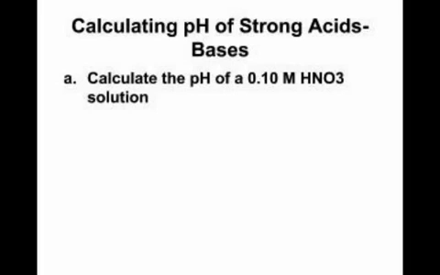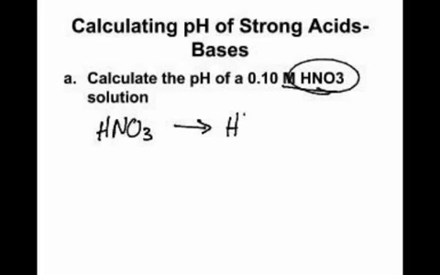So what we're trying to do is find what is the pH when you have nitric acid solution. Now, what do you know about nitric acid? It's a strong acid. So if I had a strong acid, that's like HNO3, and it completely dissociates into H+ and nitrate. So this arrow right here is in one direction.